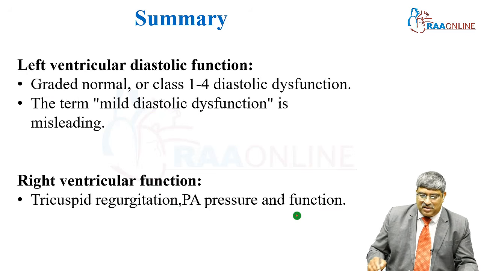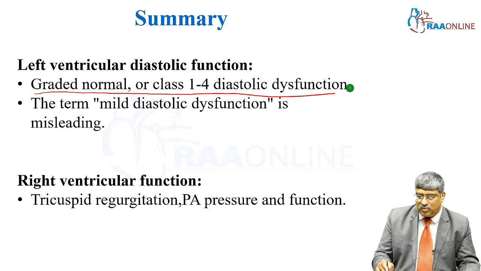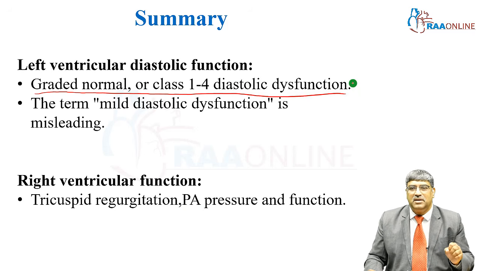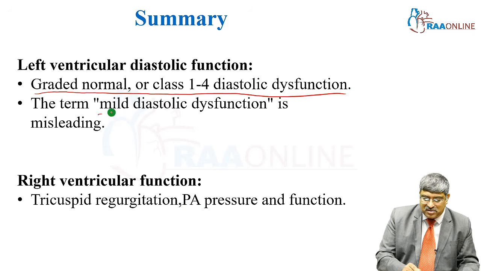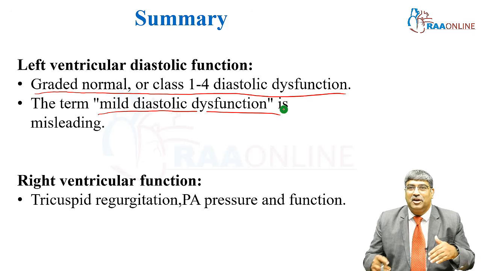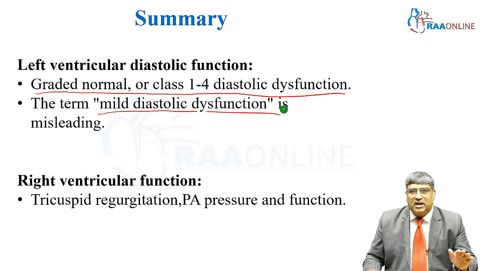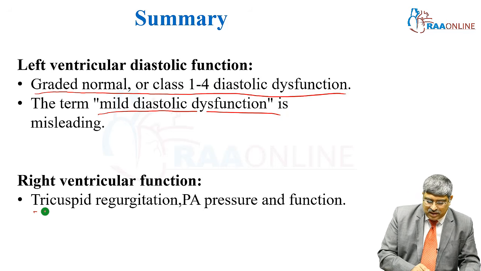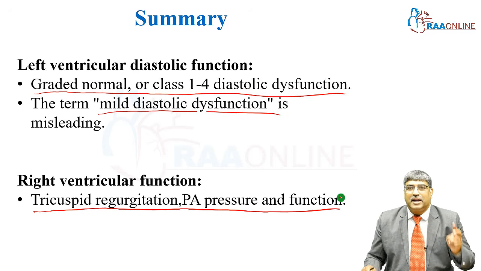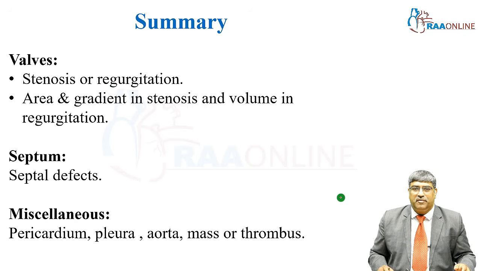Coming to diastolic function, it is graded normal or class 1 to 4 diastolic dysfunction. The term mild diastolic dysfunction is misleading. You don't know whether it is normal or abnormal. And with regard to right ventricular function, in addition, you have to assess the tricuspid regurgitation, pulmonary artery pressure and right ventricular function.